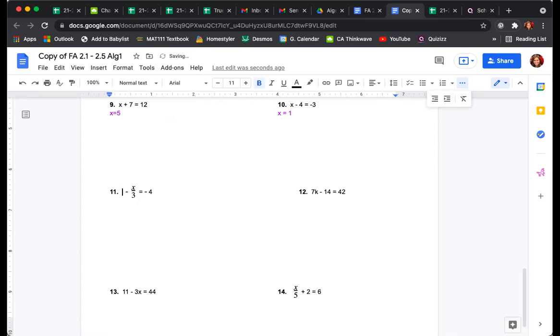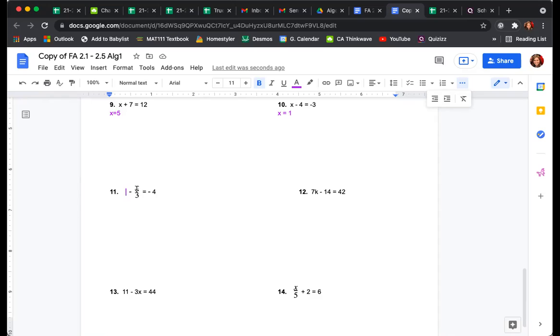Now, number 11 is a fraction. So we're going to have to handle this a couple different ways. If you're using a calculator, then I encourage you to continue using it, but be careful. Use parentheses when you are typing your fractions into your calculator. For example, for this problem, you've got negative x over 3 equals negative 4. To solve this equation, I want x equals.